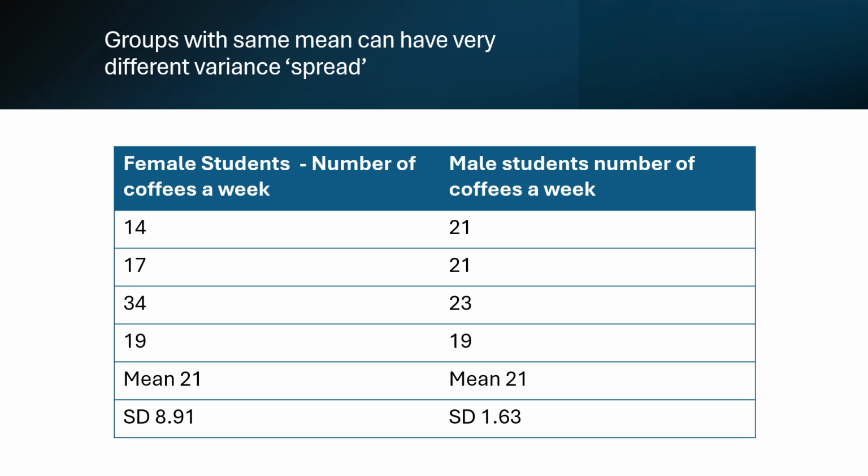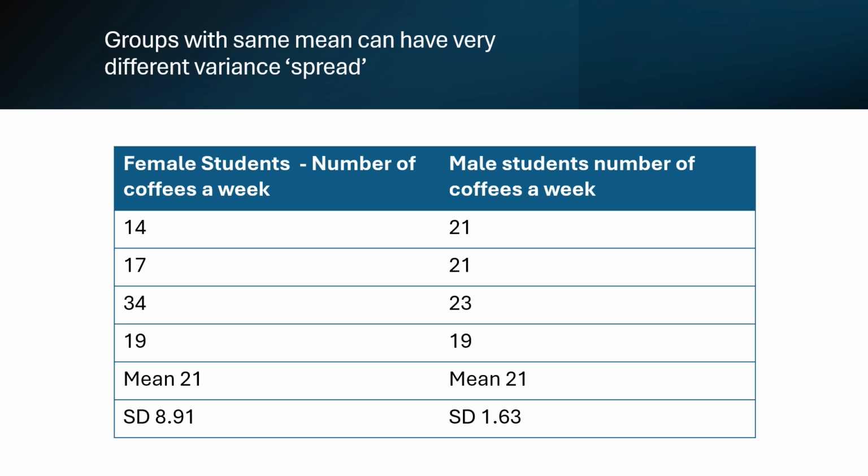Now, even if two groups have the same mean number of coffees consumed per week, their variance can be very different, meaning the individual consumption within each group can vary significantly. And this can affect how we understand and predict coffee consumption.